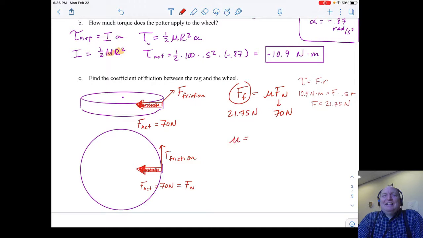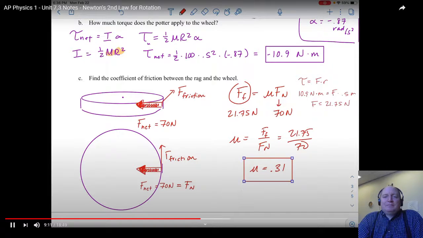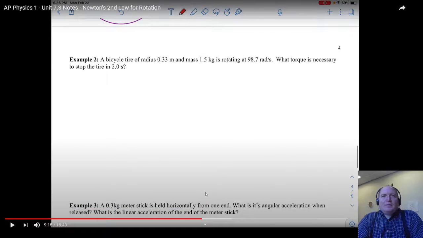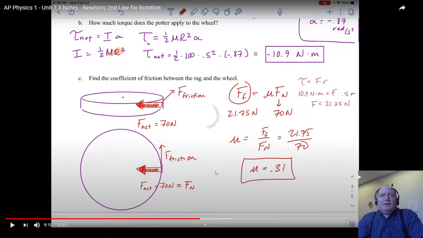And now I'm ready to solve for mu. Mu is going to be equal to F_f over F_N, which is going to be 21.75 divided by 70, which is 0.31. Close. And remember that the coefficient of friction has no unit. All right, just going to go back here.